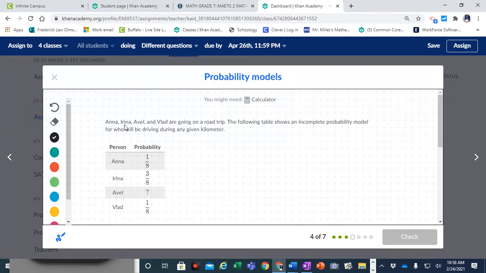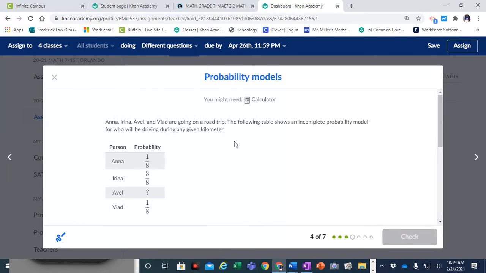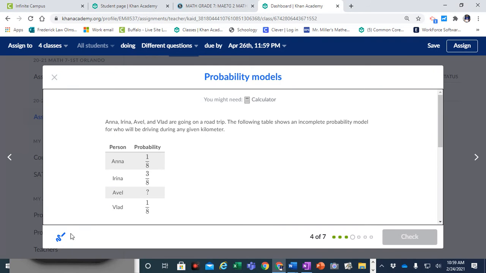Okay, Anna, Irina, Evel, and Vlad are going on a road trip. The following table shows an incomplete probability model for who will be driving during a given kilometer. So this is again just like the one that we did earlier that had the decimals, but now we have fractions.